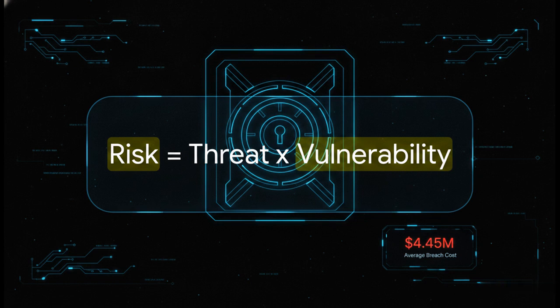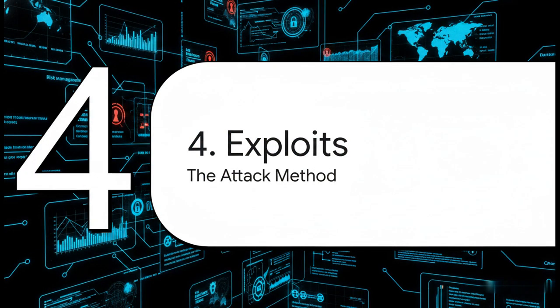If you have a vulnerability but no threat, an unlocked door in the middle of an empty desert, your risk is also low. But when a threat meets a vulnerability, that is when risk materializes, and the impact is very real. IBM's Cost of a Data Breach report noted the average cost of a breach is pushing $4.45 million. That is the risk we're managing. So we know the weakness, we know the danger, and we know the risk. Now we need to look at the weapon itself.